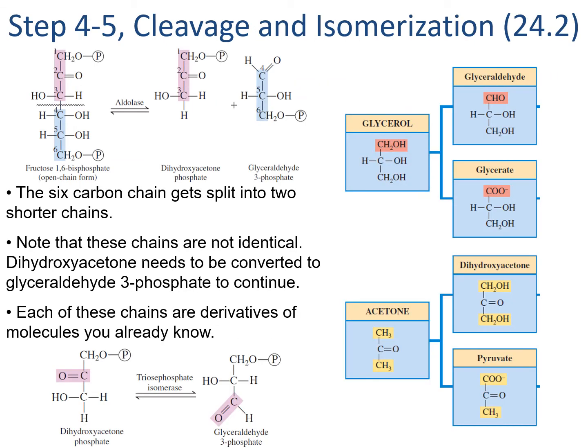As we move into the 3-carbon phase, we don't split the molecule evenly. We need both pieces to be glyceraldehyde 3-phosphate, so the piece that is not glyceraldehyde 3-phosphate needs to be isomerized. You've seen both glyceraldehyde and dihydroxyacetone before. They're the simplest trioses, the 2 that you've memorized.